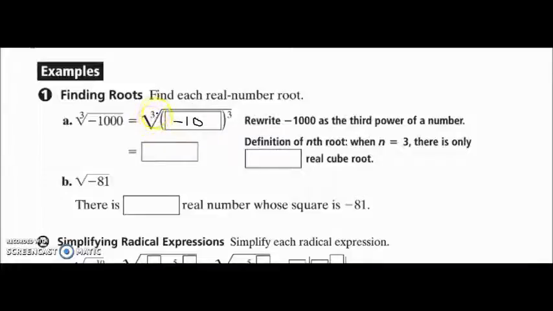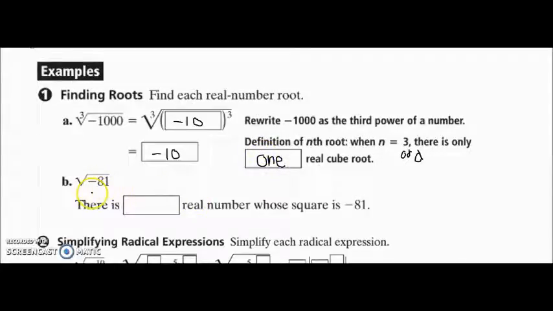And this root and this cube will cancel each other out essentially, and you're left with what's left in the parentheses, which in this case is negative 10. And if we look at this definition, it says the definition of the nth root. So when n is 3 or when it's an odd number, there's only one real cube root.